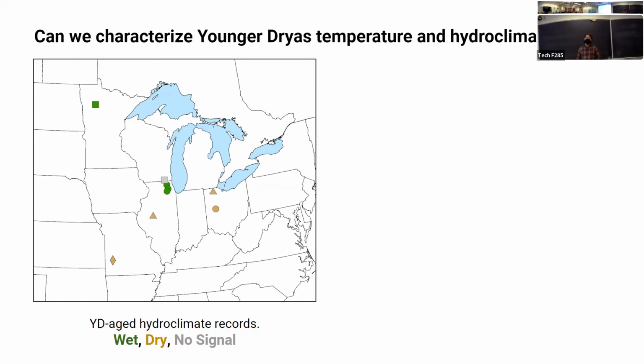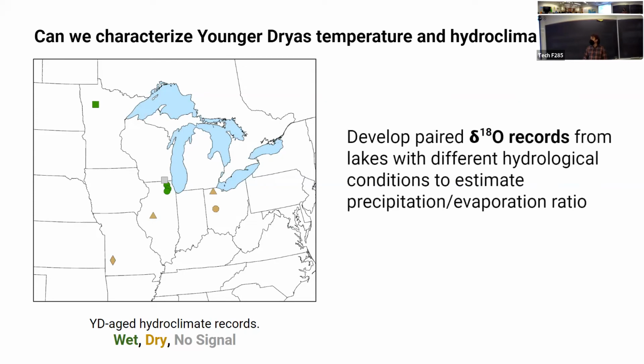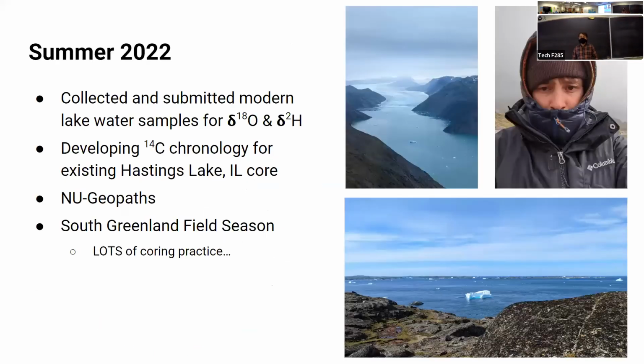And a lot of these are also based off of pollen, which is, again, a problem because of the analog nature. So we're hoping to use oxygen isotopes from lake sediments here in northern Illinois to try to estimate the precipitation evaporation ratio and then see how that compares with the measured temperature change that we get from the chironomid records.